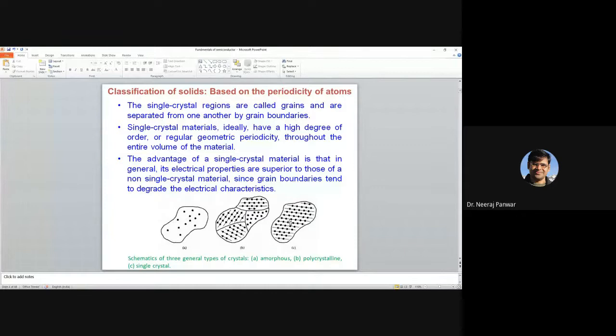So far, any question? Sir, any other property except electrical property? Can you speak loudly? Sir, is there any other property except electrical property? Magnetic properties, optical properties, all are anisotropic in nature for a single crystal. Thank you, sir. Okay? Yes, sir.